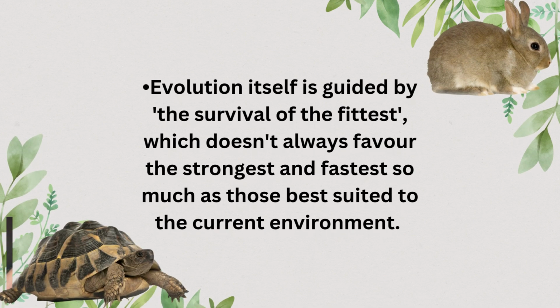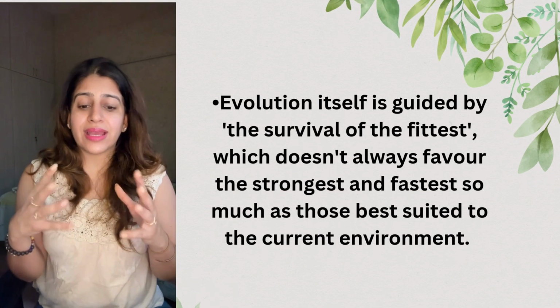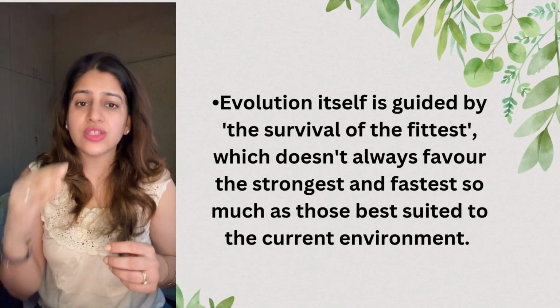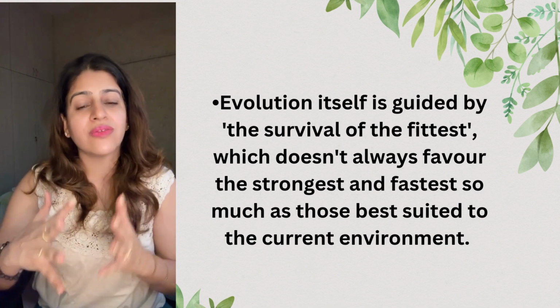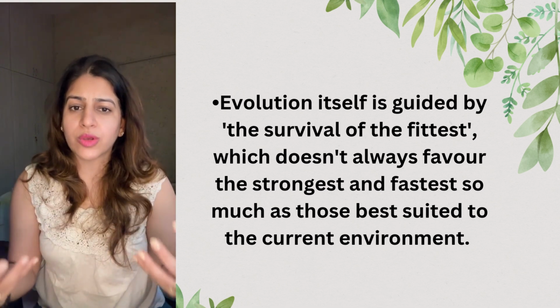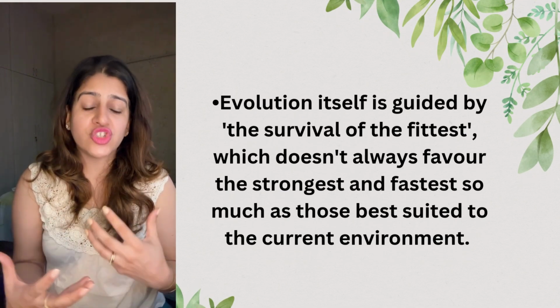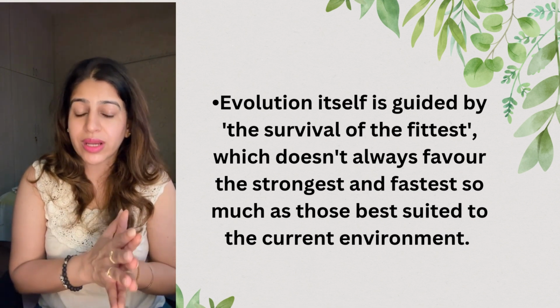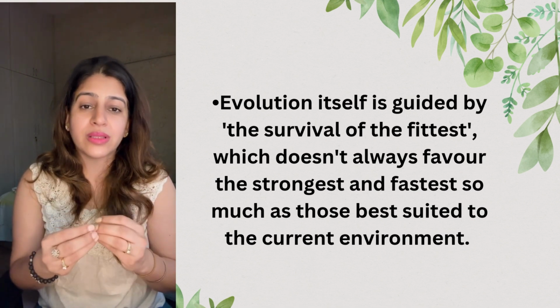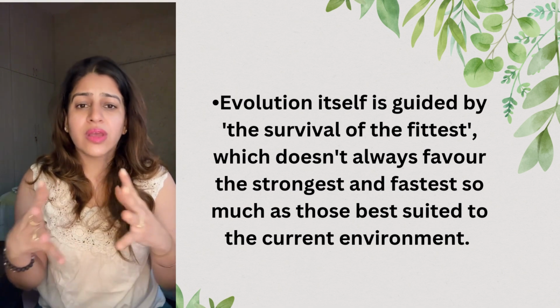Evolution itself is guided by the survival of the fittest, which doesn't always favor the strongest and the fastest so much as those best suited to the current environment. So it is not that any organism that is the strongest or the fastest is definitely going to survive. There could be some animals who are not the strongest, who are not the fastest, are able to survive. It depends on how they have changed their genes over a period of time, how their genes have mutated, or how best they have adapted themselves to the environment. So on the basis of this, their presence or their extinction depends.